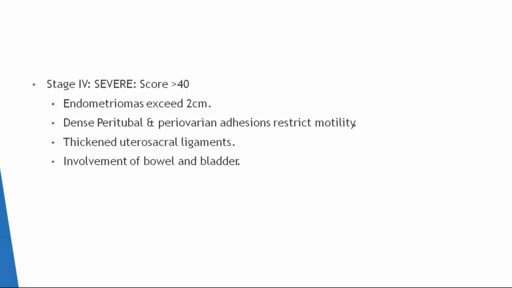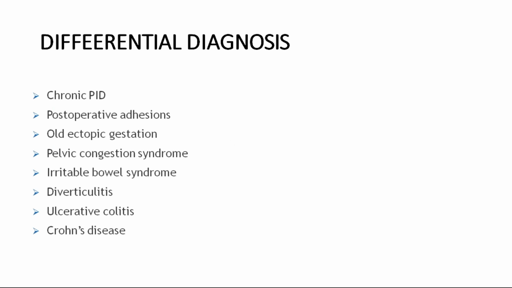restricted mobility. When you do PV, you can appreciate this restricted mobility also. Normal tissues will be freely mobile. And thickened uterosacral ligaments and involvement of bowel or bladder. All these come under severe type of endometriosis. So the patient has pain, you did a PV, she has tenderness.